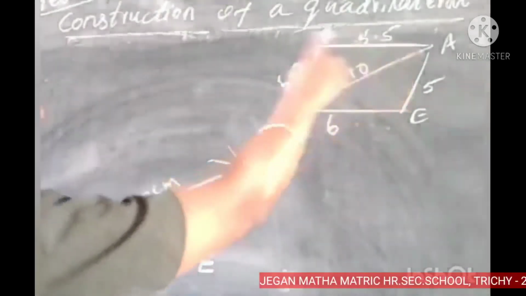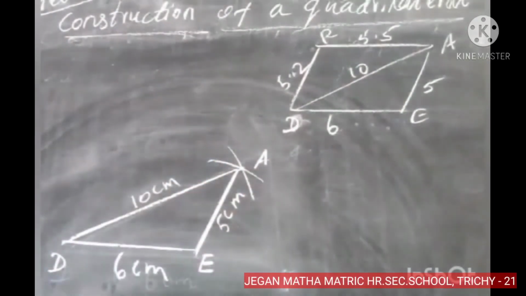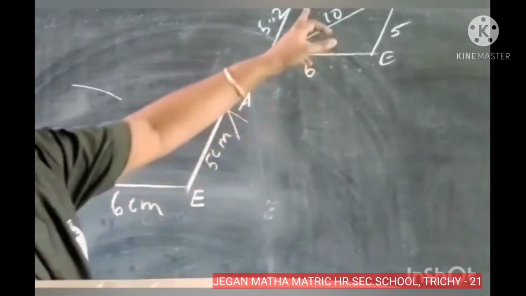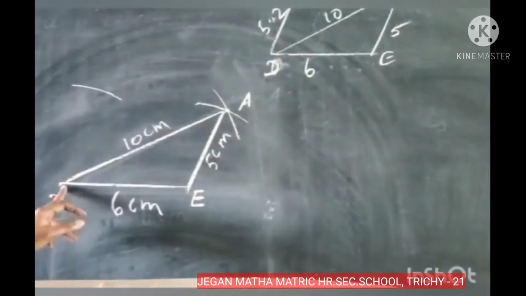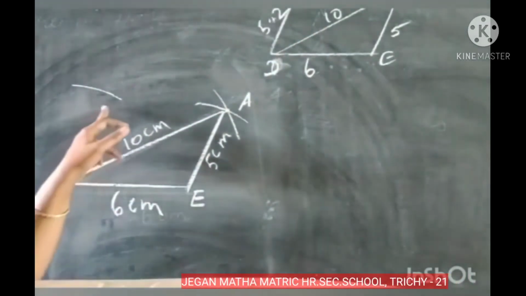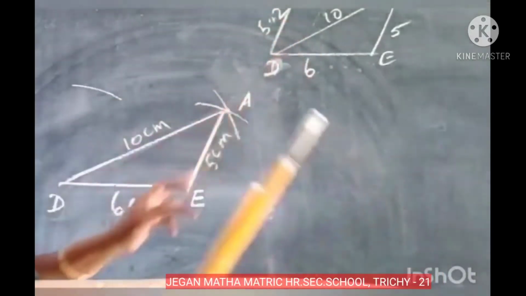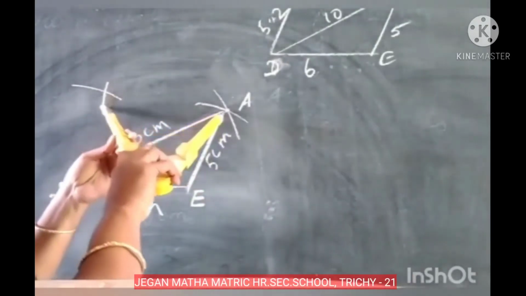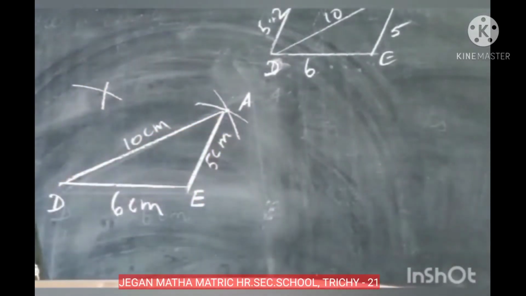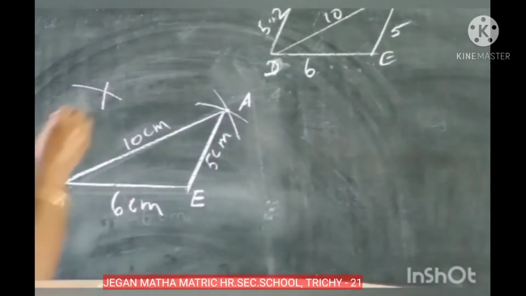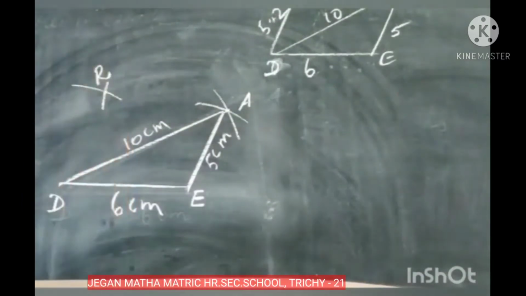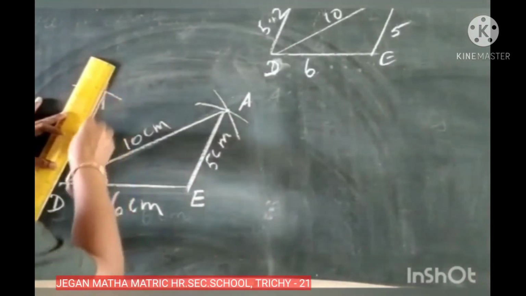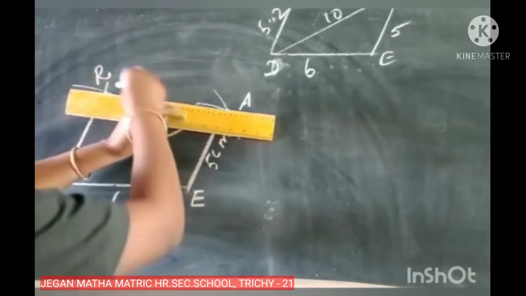DR 5.2, AR 5.5. So you take the measurement 5.2. Now let us take the measurement. AR is 5.5. DR 5.2, we already cut one arc. So AR, that is 5.5, by using your compass, A as center, then one arc. Now the two arcs cut at one point. That point is R. Mark the point as R. Now you can join the two lines, that is DR and AR.